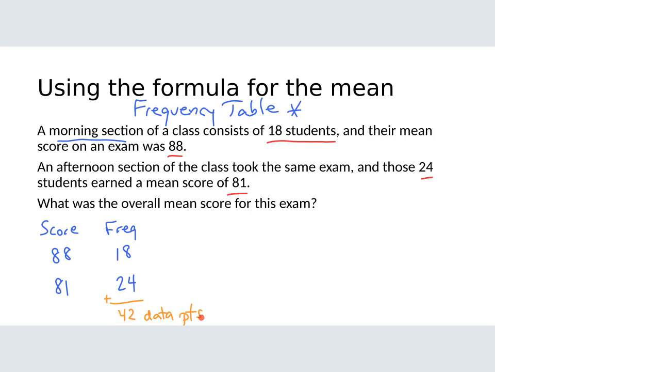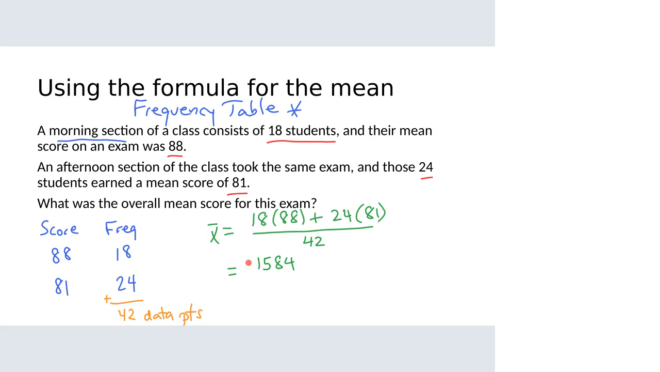That's our 42 students. And we'll go ahead and find the mean of this, just like we did on Tuesday. The mean here is going to be: there are 18 88s, there are 24 81s, and altogether there are 42 data points. Well, 18 times 88 is 1,584. Before I go on, I want to talk about that 1,584 a little bit.